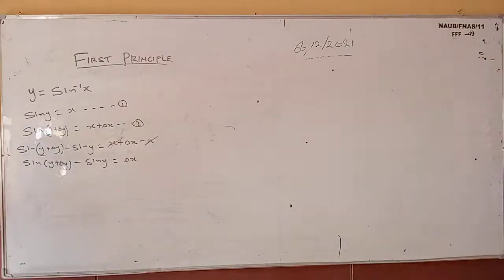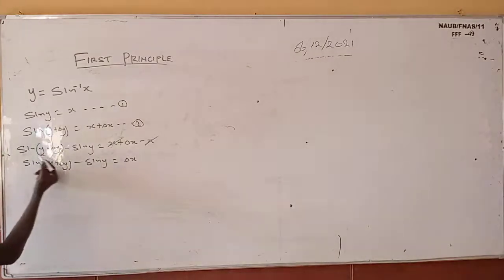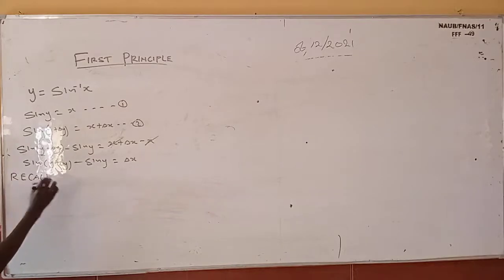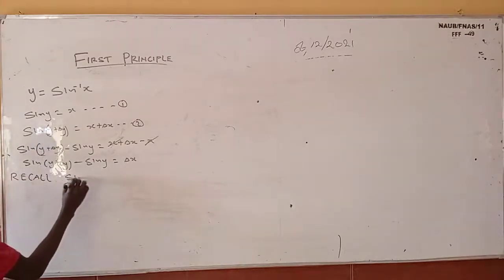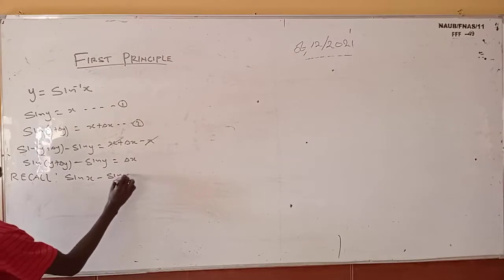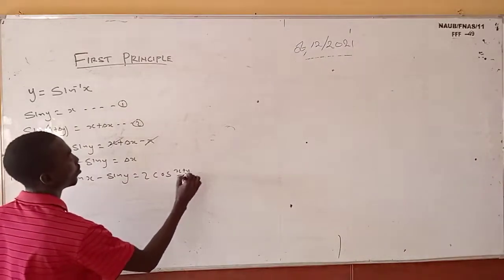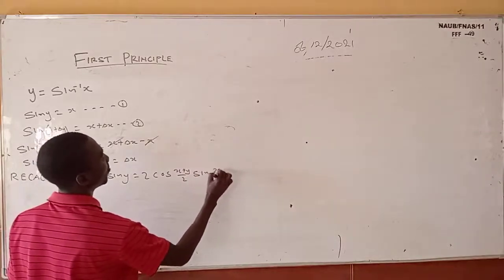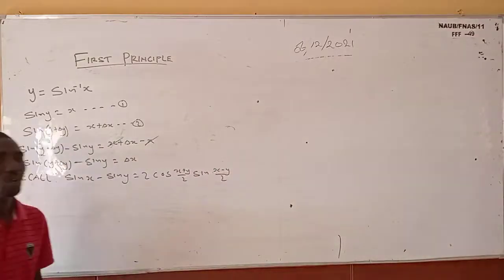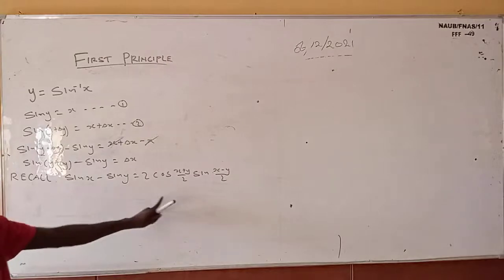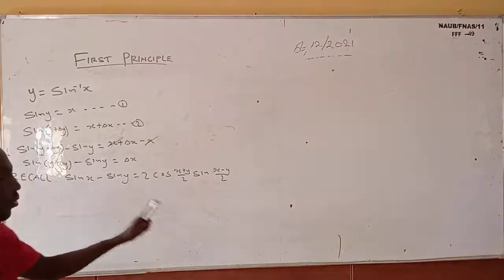So now the next thing we are going to do is, if you look at this from factor formula, we can compare this. You have to recall from factor formula that sine s minus sine y is equal to 2 cos of (s plus y) over 2 sine of (s minus y) over 2. You have to recall this from factor formula. Do you get that? So you can also check factor formula for this. I've proved this before. You can check it.